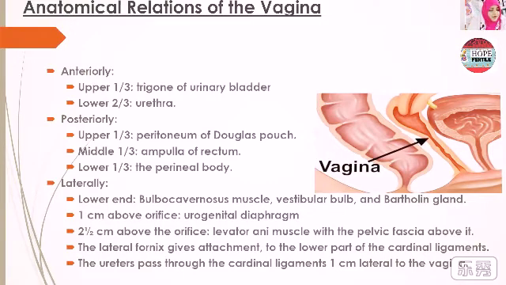1 centimeter above the orifice, the urogenital diaphragm. 2.5 centimeters above the orifice, the levator ani muscle with the pelvic fascia above it. The lateral fornix gives attachment to the lower part of the cardinal ligaments. The ureters pass through the cardinal ligaments 1 centimeter lateral to the vagina.